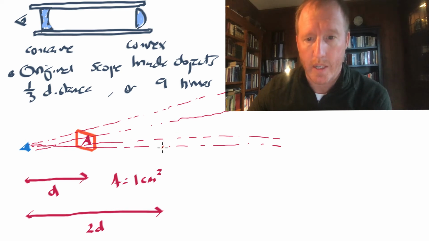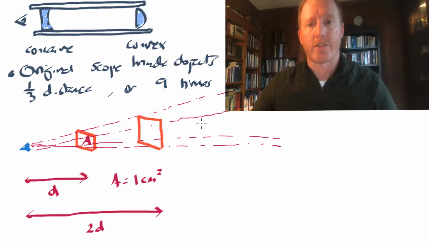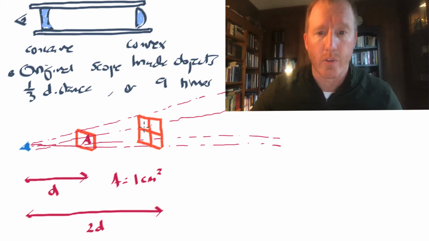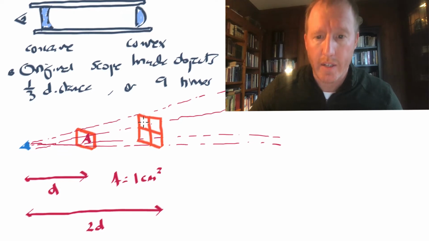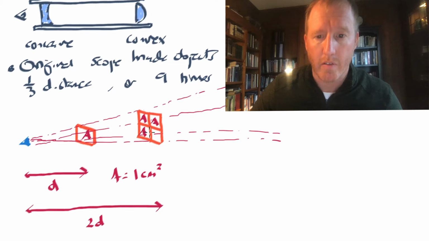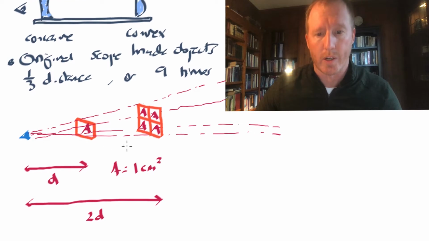So if I were to take another object out here, how large would this object have to be so that it takes up the same fraction of your field of view? And if you were to use some geometry, specifically similar triangles, you would find that the object would have to have an area of 4a. So each of these little squares has the same area as this original square.